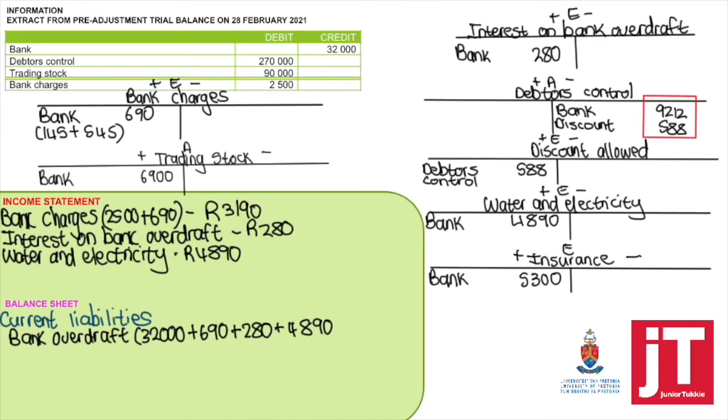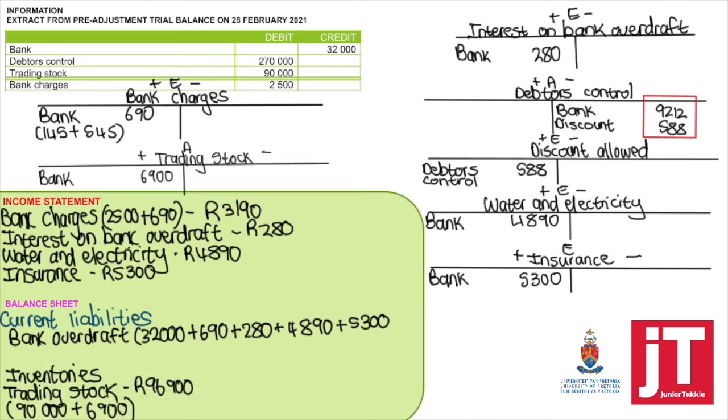A reminder, the aim of this activity is to see how adjustments will appear in my financial statements and what is the effect on the accounting equation. Insurance, 5,300 in my income statement, immediately add it to the bank overdraft, 5,300.